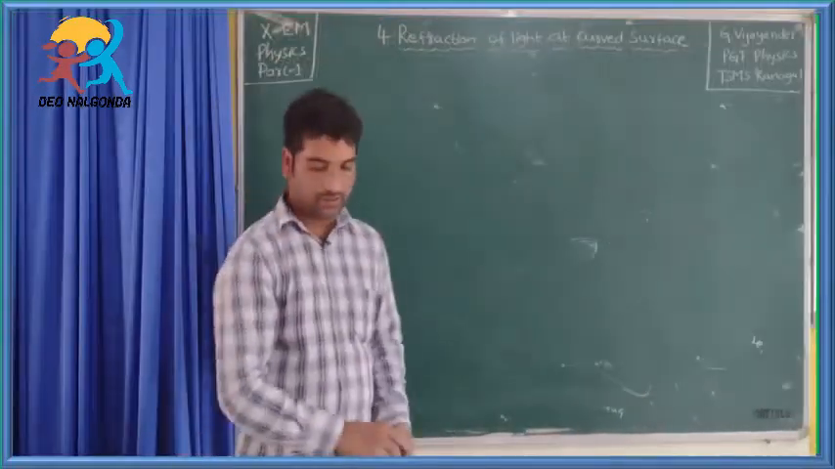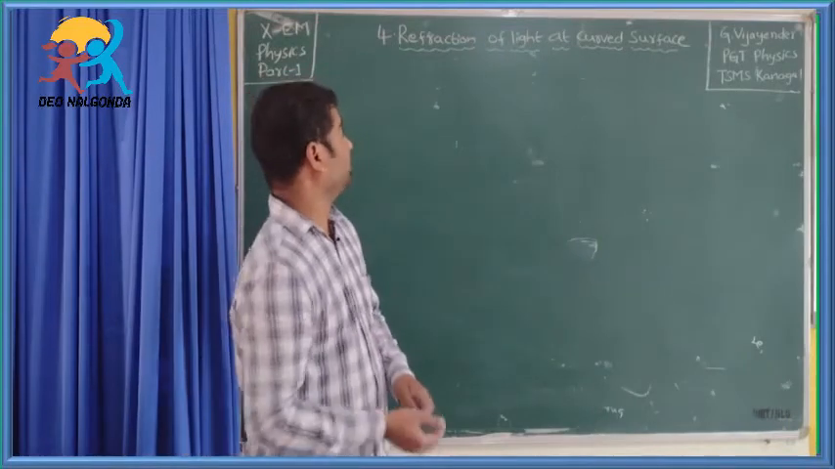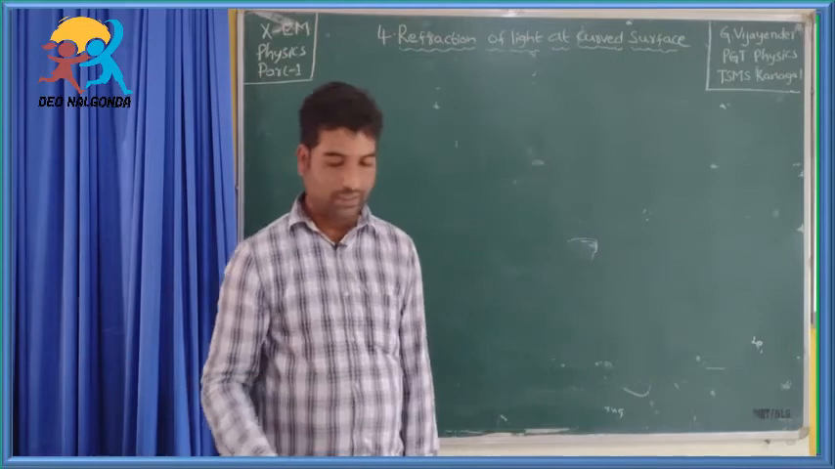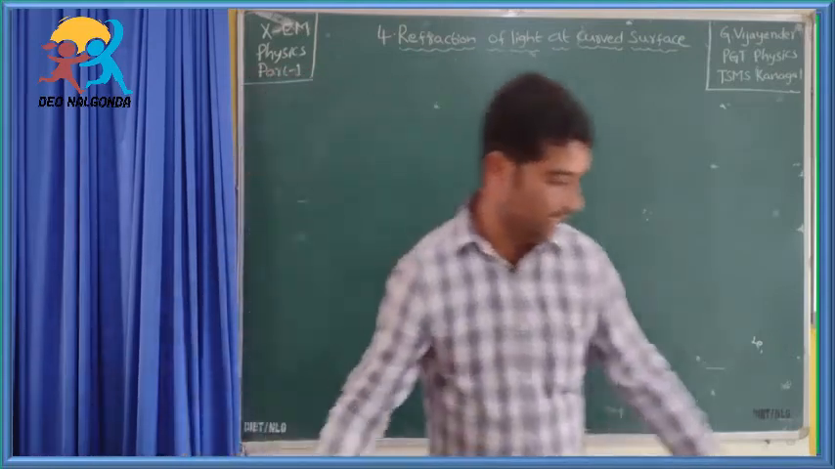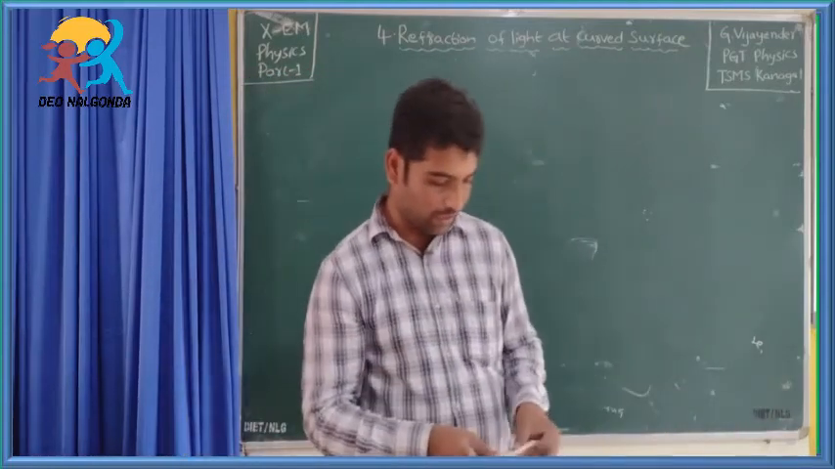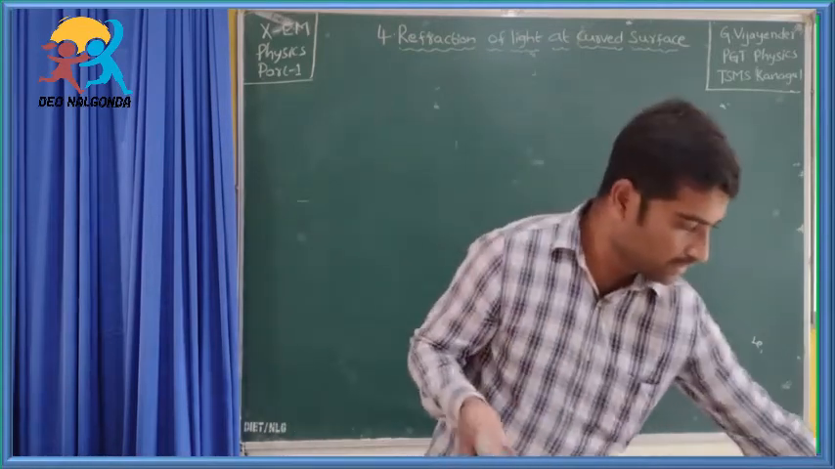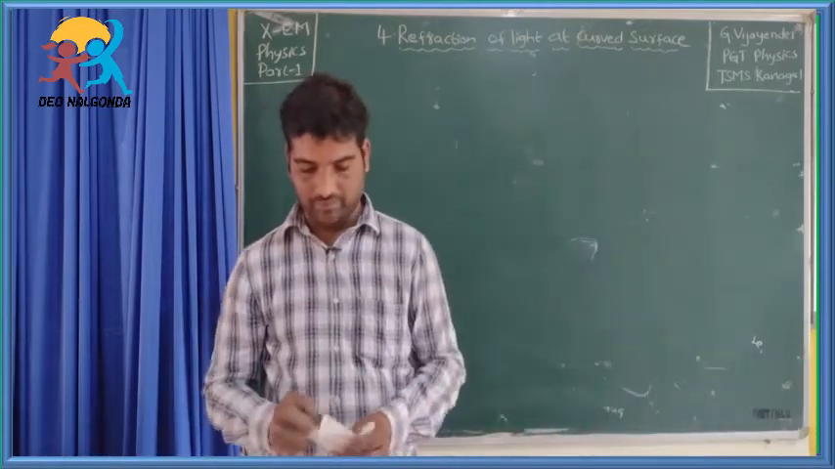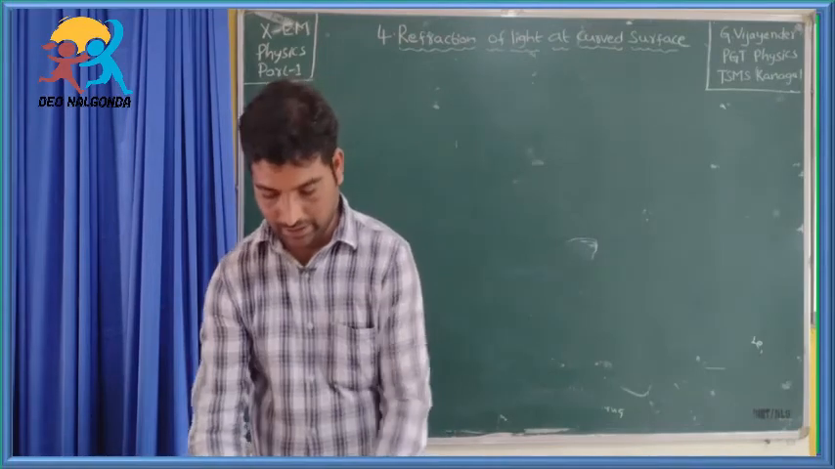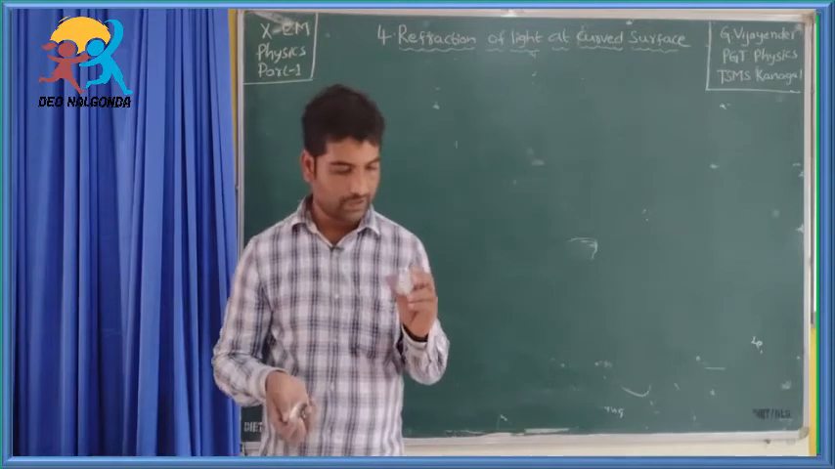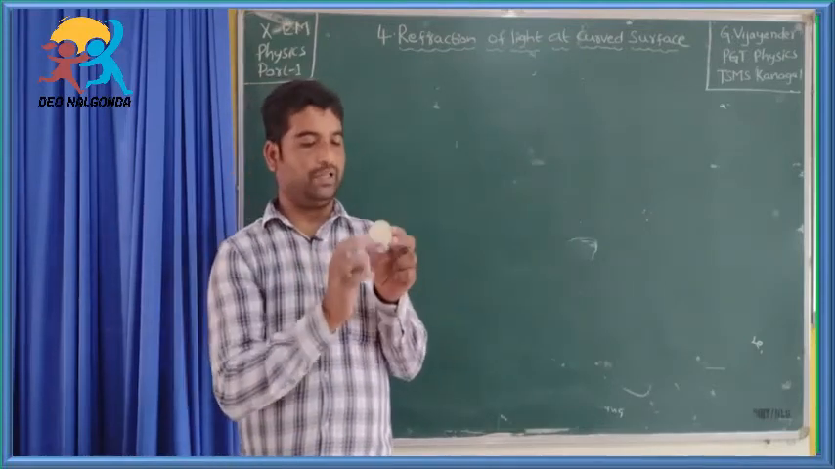In the last chapter we have seen the reflection of light at curved surfaces. Now what is the difference between the mirror and lenses? Here we have the mirror, here are the lenses. This is the mirror.